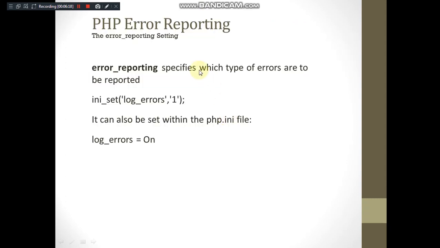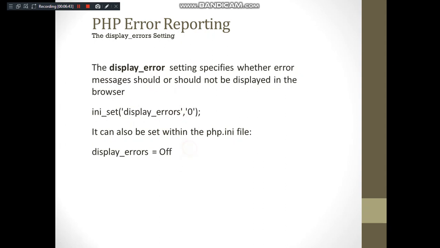Error reporting specifies which type of errors are to be reported to the user. So you can set, like, log_errors is set to 1. It is said that you are turning the log errors on. So you can also set it by using log_errors equal to on, or by ini_set you can specify the type of the error and whether it should be reported or not, that is set with a 1 or 0 value as the second parameter.